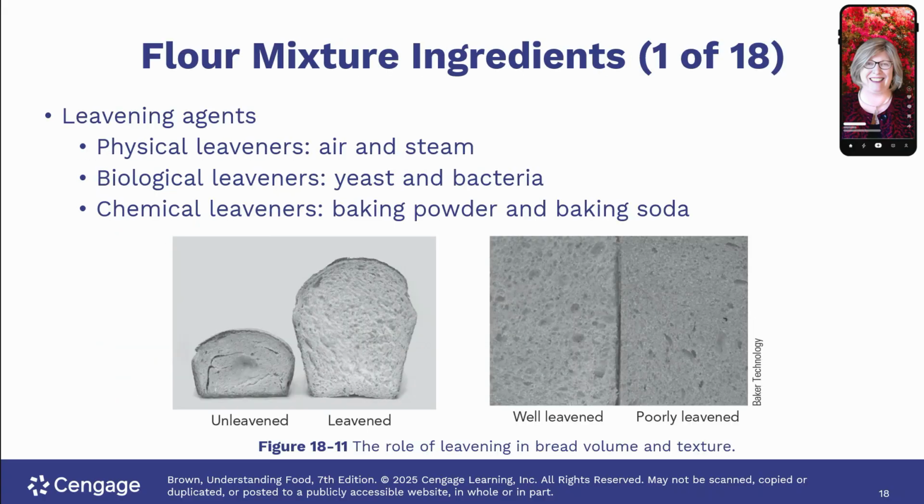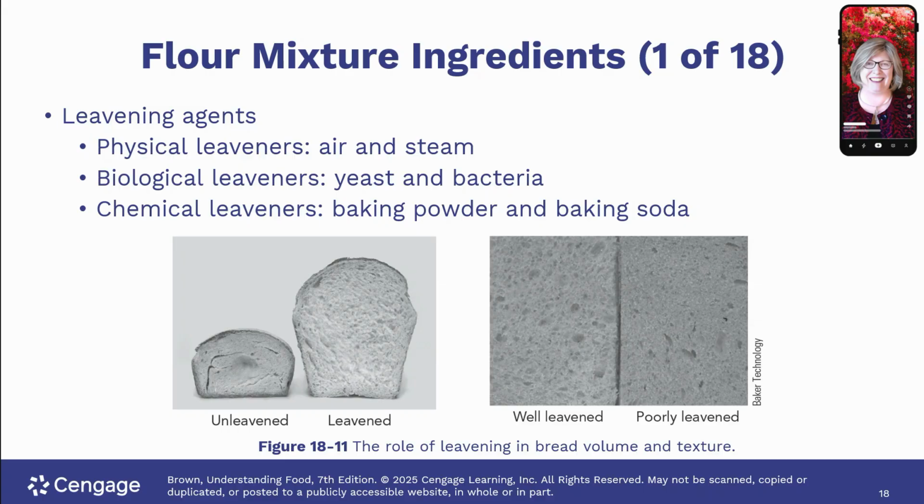So now we're going to talk about the crumb and the leavening agents. So there's 3 ways you can leaven a baked product. One is a physical leavener where you have air and steam. Okay, so what happens is you have your gluten, which is the protein that's going to trap the air and steam.